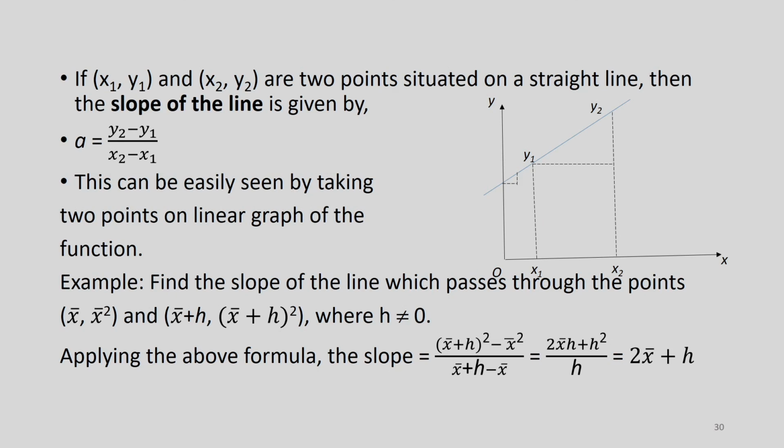If x1, y1 and x2, y2 are 2 points situated on a straight line, then the slope of the line is given by this. Suppose A is the slope, then A is equal to y2 minus y1 divided by x2 minus x1. This can be seen by taking 2 points on the linear graph of a function.